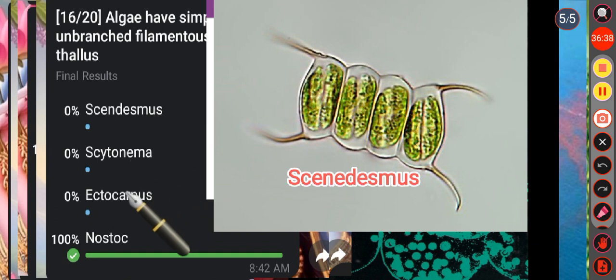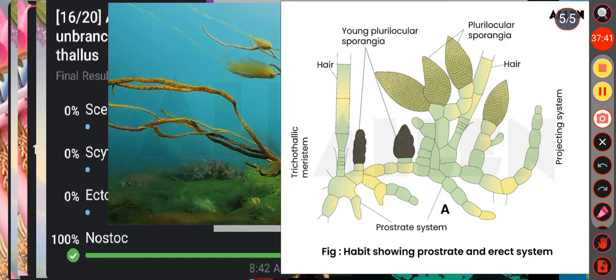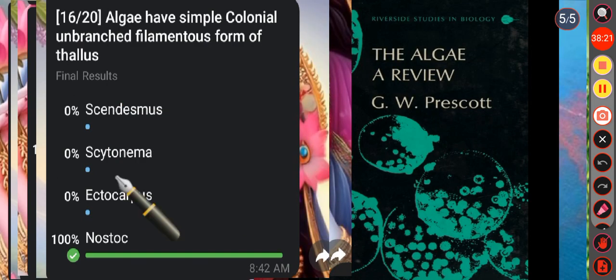Then option C, that is Ectocarpus. Ectocarpus is multicellular, heterotrichous, truly branched form of brown algae in which both erect and prostrate systems are found. So the thallus organization in Ectocarpus is heterotrichous, truly branched form. But here in Nostoc, the thallus organization is simple, colonial, unbranched filamentous form.